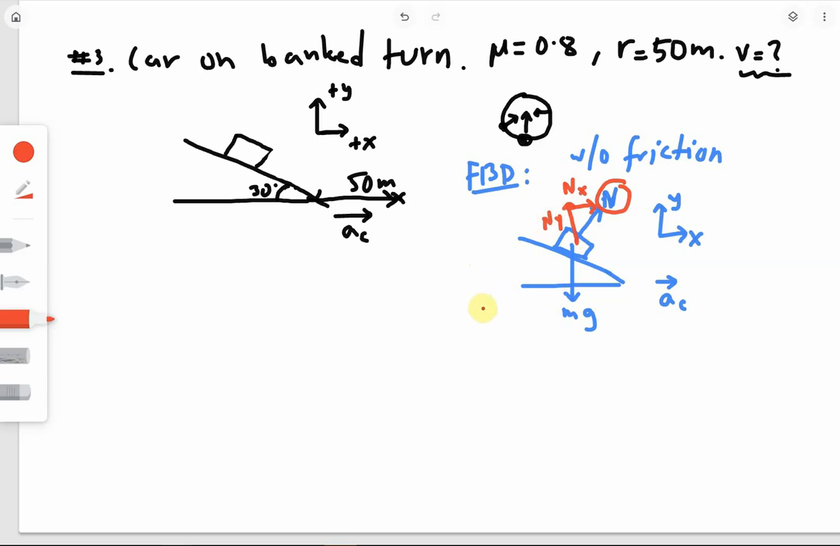Our next job would be to find what ny and nx are. And remember, we know that this is 30 degrees from the question right here. And so if this is 30 degrees, with geometry we can check that this is also 30 degrees. Okay, so we know the angle between the components and the resultant normal force.